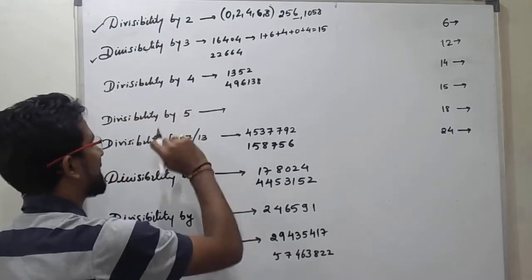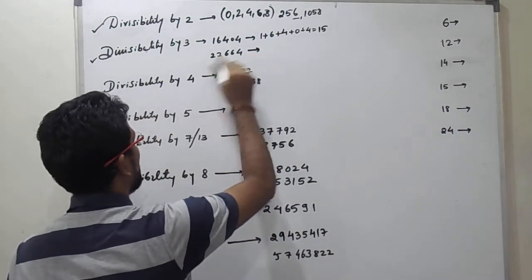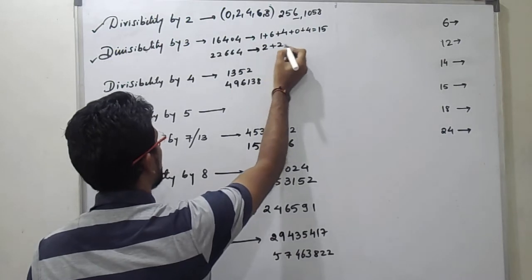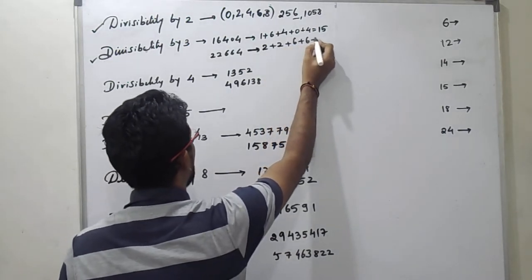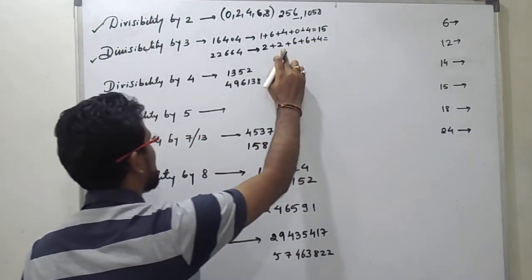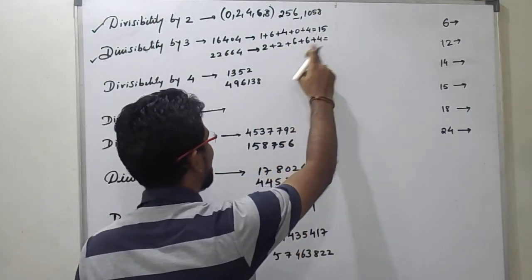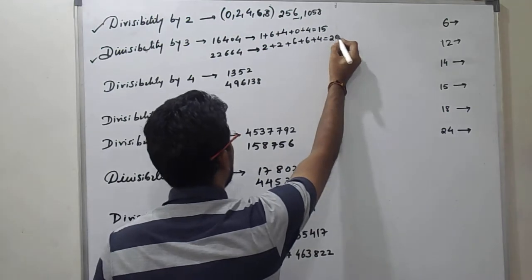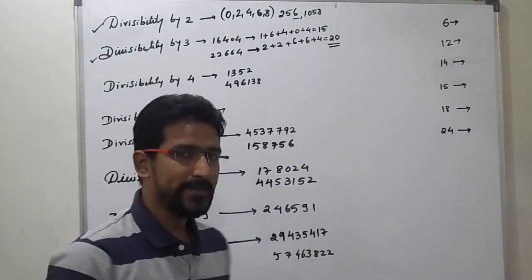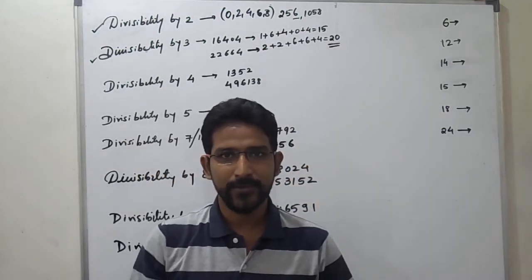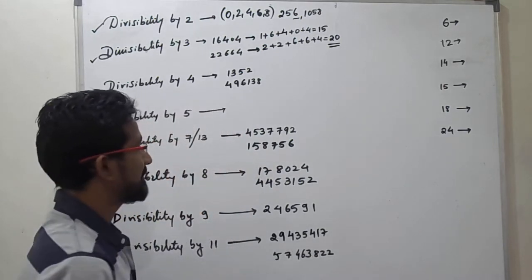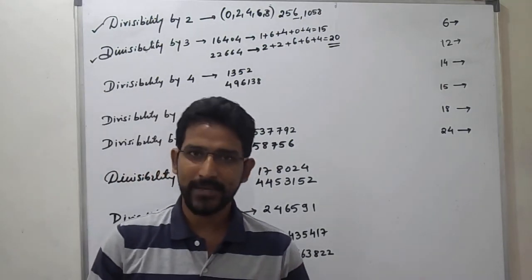Again we'll see the next one also. For example, 22664: 2 plus 2 is 4, plus 6 is 10, plus 4 is 14, plus 4 is 18... so 2 plus 2 plus 6 plus 6 plus 4 gives 20, and 20 is not divisible by 3, so therefore 22664 will not be divisible by 3.